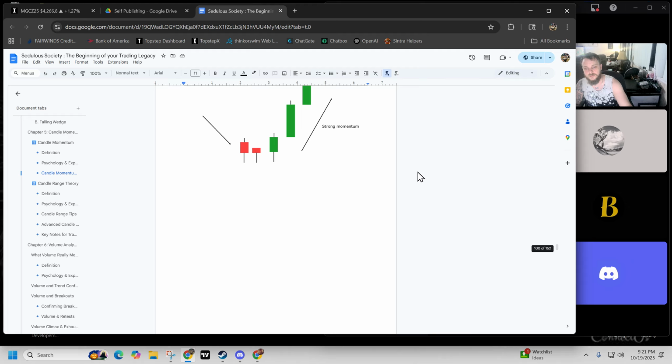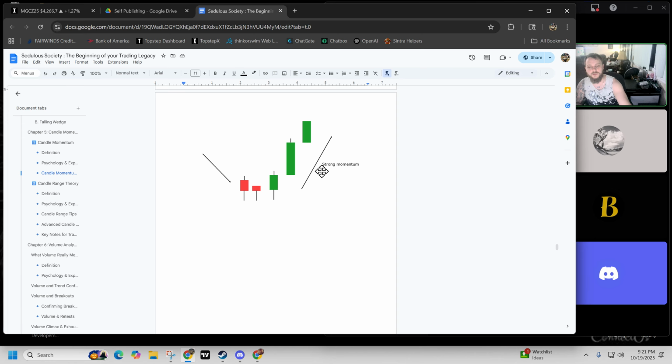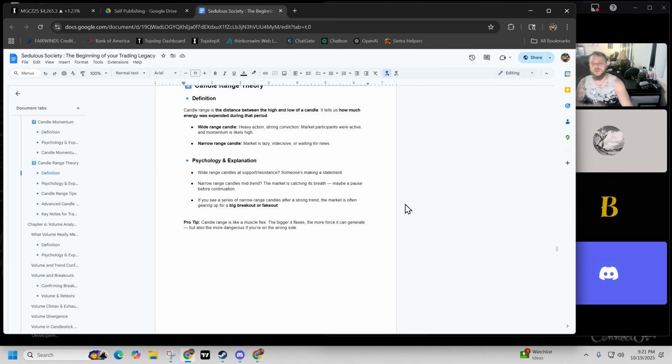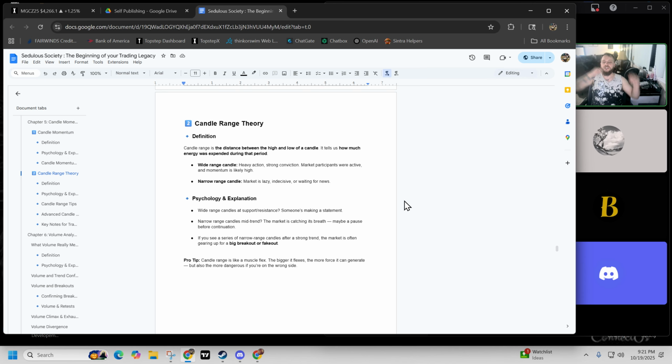Consistency. This is an idea of strong momentum. You see how the exhaustion comes in? Exhaustion comes in and it starts to bounce. You got candle range theory. Candle range is the distance between the high and the low of a candle. It will tell you how much energy was expended during that period.